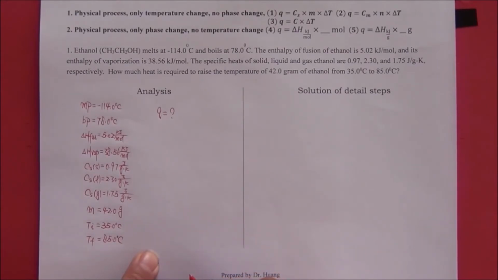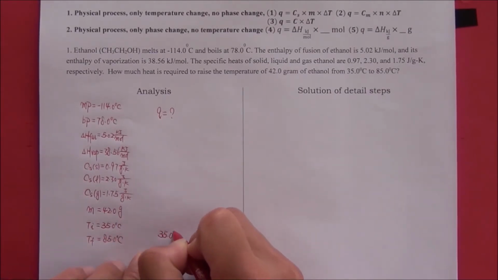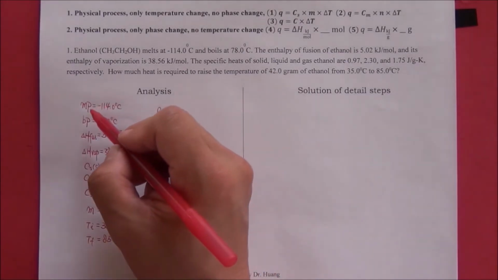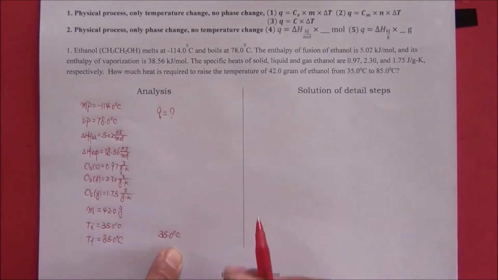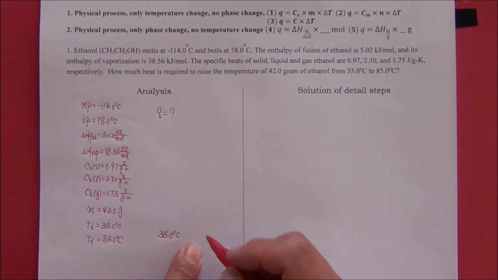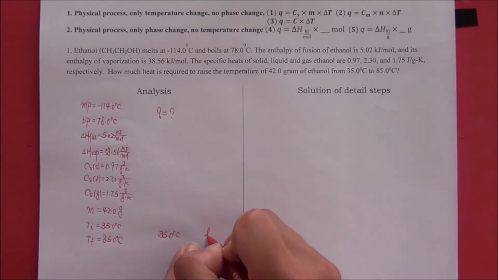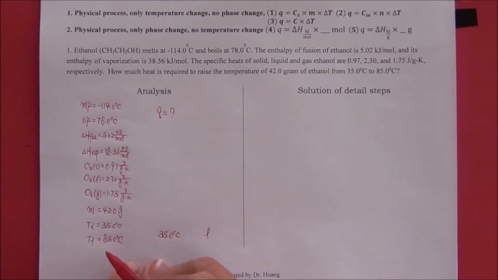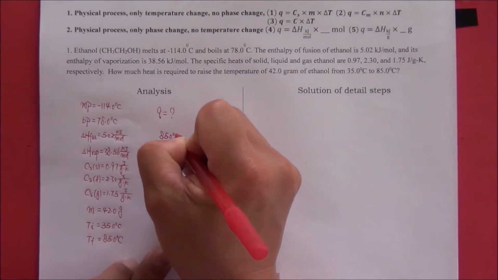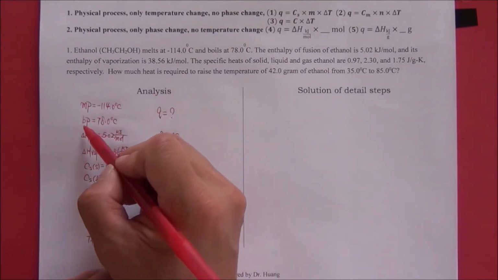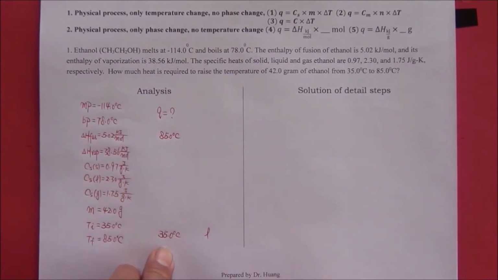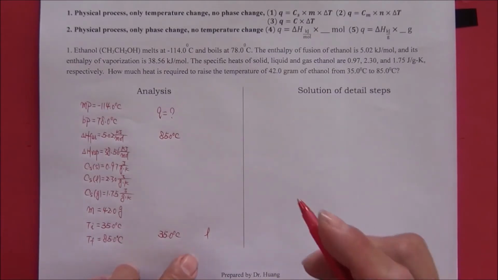Next, we are going to do some analysis. The initial temperature is 35.0 degrees Celsius. This temperature is between the melting point and the boiling point of ethanol. Therefore, the state of ethanol is liquid. The final temperature is 85.0 degrees Celsius, and this temperature is above the boiling point. Therefore, the state of ethanol is gas.